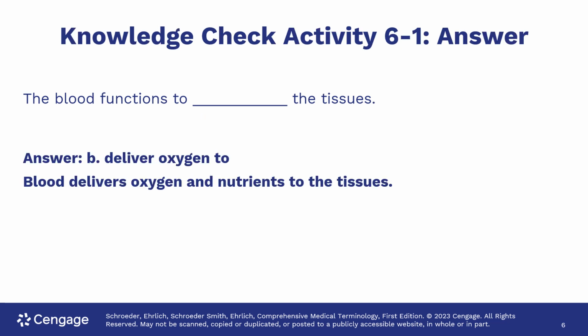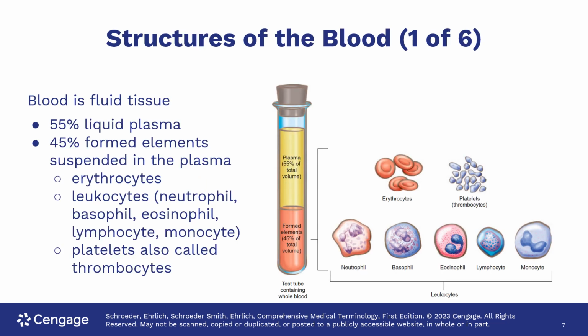Blood delivers oxygen and nutrients to the tissues. Blood is tissue that is fluid. It's 55% liquid plasma and 45% cells. The cells include red and white blood cells, platelets, and thrombocytes.